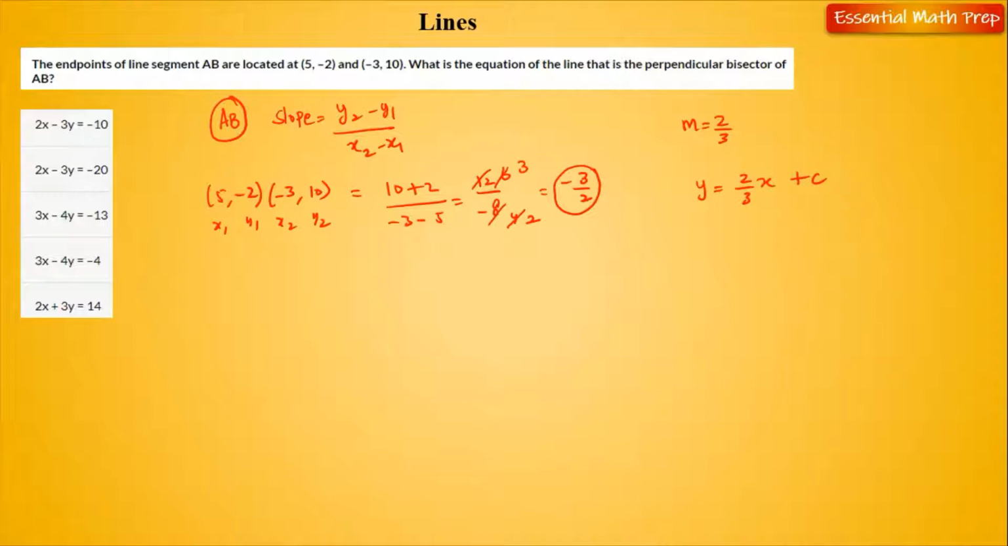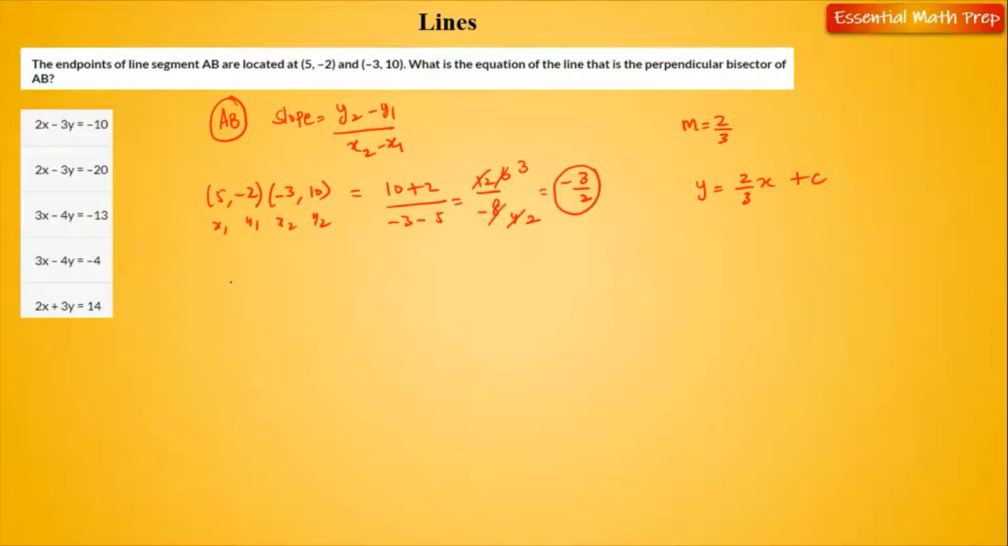If you simply use the answer choices to determine which one would have a slope of 2/3, you would see there's more than one correct answer. So obviously that's not going to help you. So here's where the idea of midpoint comes in, where you know the ordered pairs are 5, -2, -3, 10. So if you figure out the midpoint, then you know where the line is passing through.